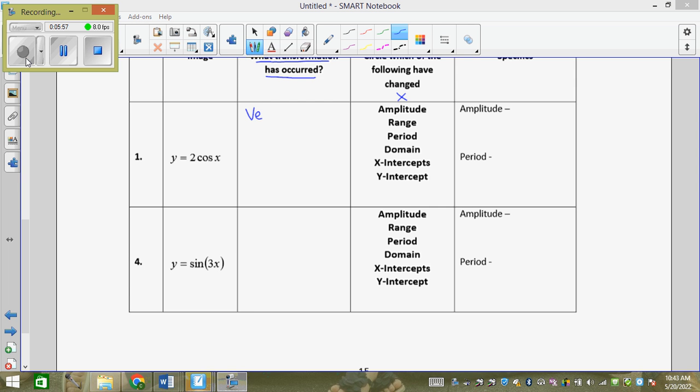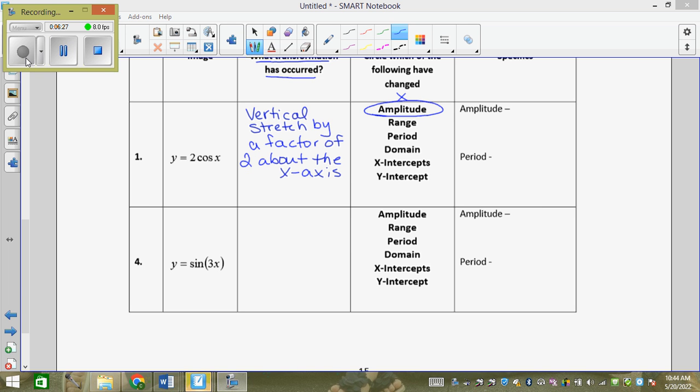This one has a vertical stretch by a factor of what? Yeah. About the x-axis. Make sure you have all of that. Okay, we're going to talk about something. Does the amplitude change when I take the graph and stretch it? Yep. So it says circle the following that have changed. So we're going to talk about the amplitude changes.